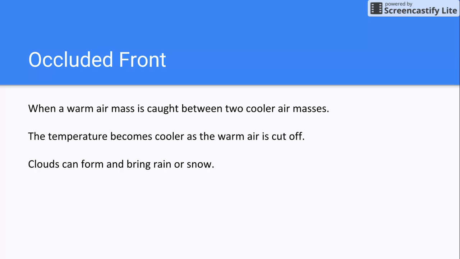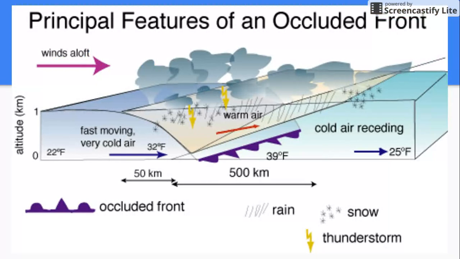An occluded front is when a warm air mass is caught between two cooler air masses. The temperature becomes cooler as the warm air is cut off, and clouds can form and bring rain or snow. If you look at this picture of an occluded front, you have this warm air getting stuck in between these two colder air areas. In this diagram, an occluded front is shown with circles and triangles on the same side of the line. The circles indicate the cold and the triangles indicate the warm. In this area, you can end up with rain, snow, or thunderstorms.